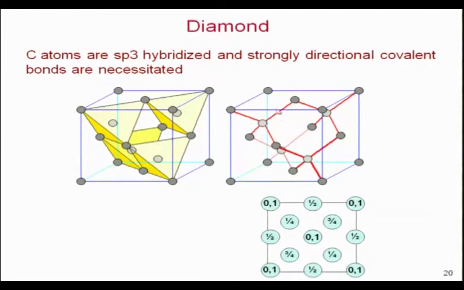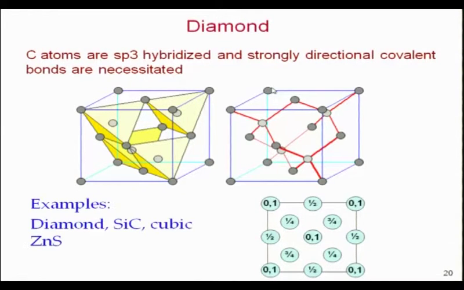You can see that in the one on the right, this is the first carbon atom, this is the second carbon atom, this is the third carbon atom, and this is the fourth carbon atom. You can see that each of them is tetrahedrally coordinated, and the same is true about the carbon atoms sitting at the corners and face centers.